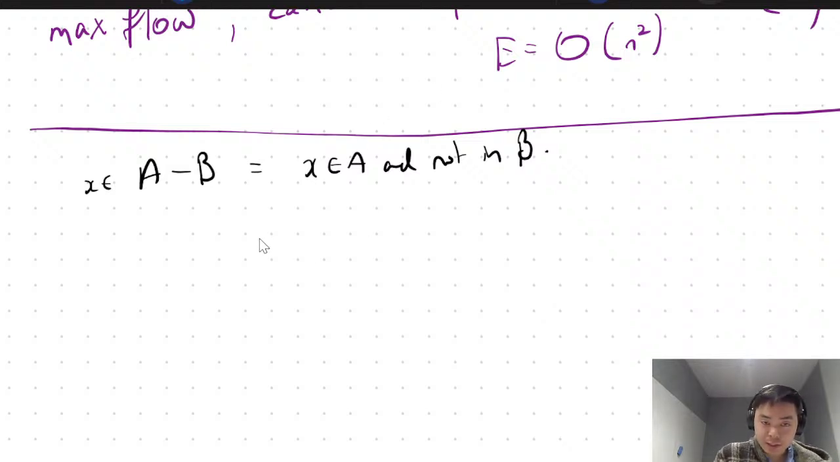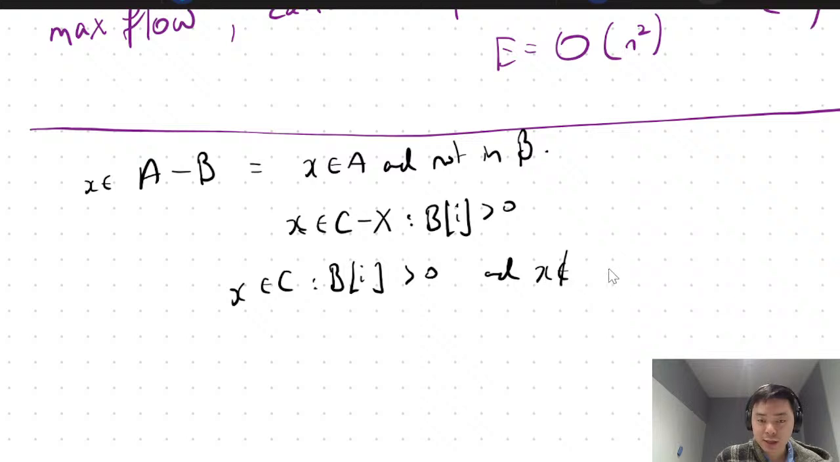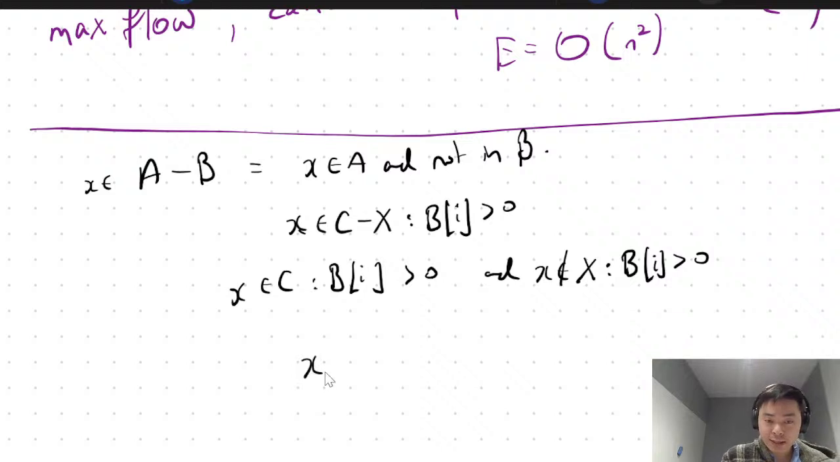So if I look at any course in C minus X where b of i is greater than zero, then this is just the same as saying the set of courses where b of i is greater than zero, and that are not in X. In other words, we're looking at the set of all courses with positive benefit.